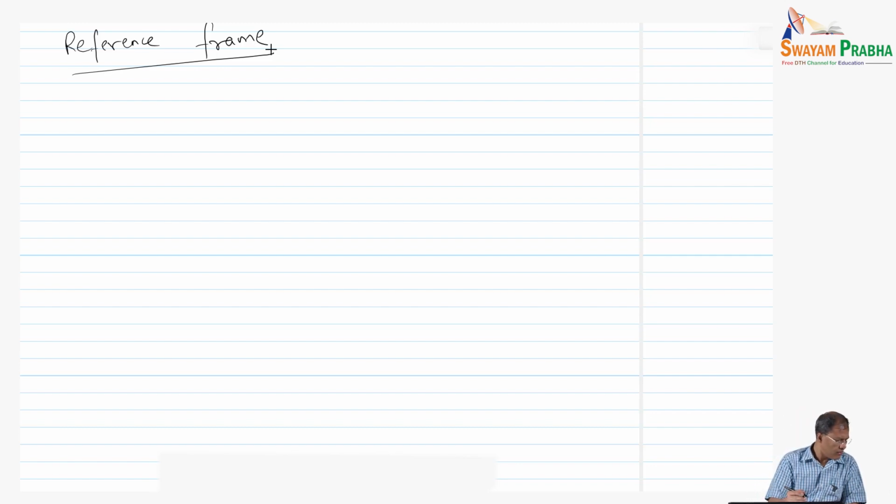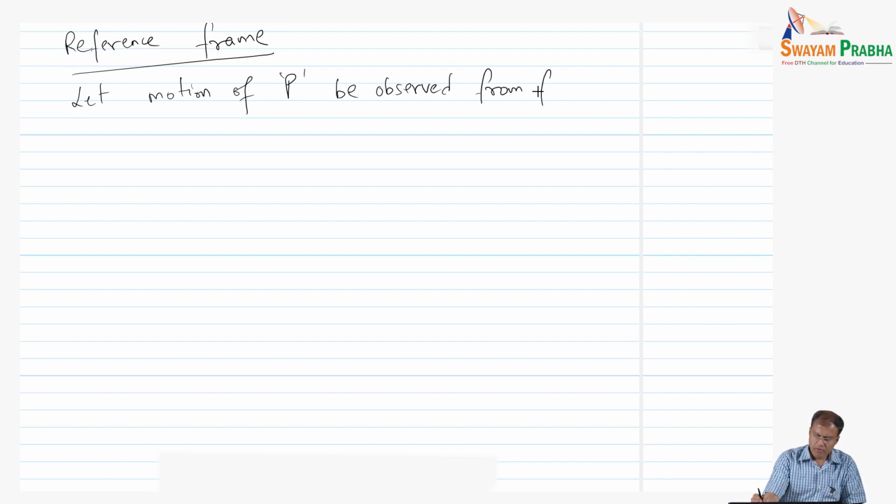So let's say that the motion of the particle P be observed from frames F, which is denoted with the origin O, i, j and k, right? And F prime, which is O prime, i, j, k.